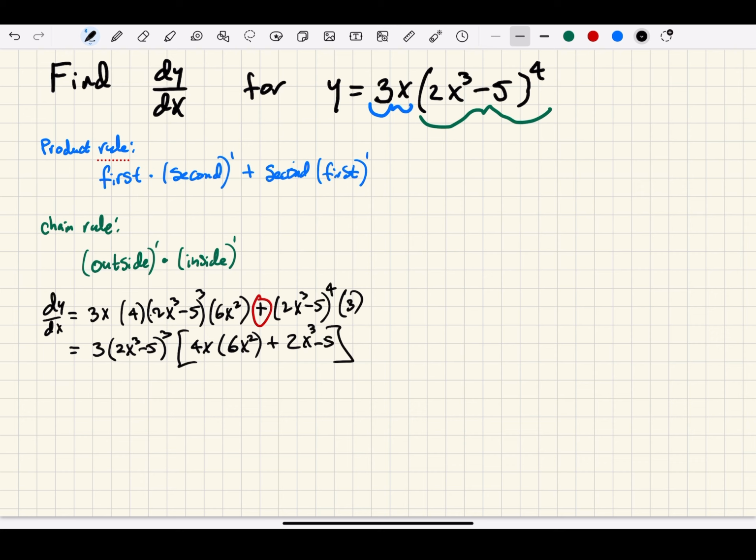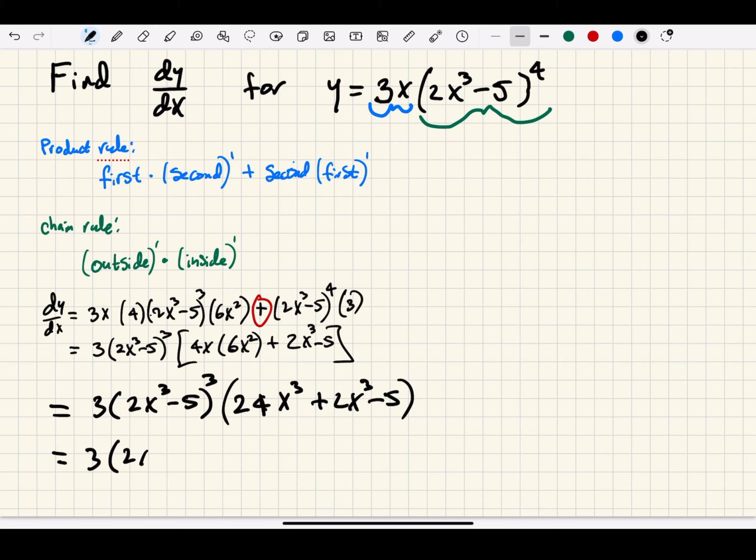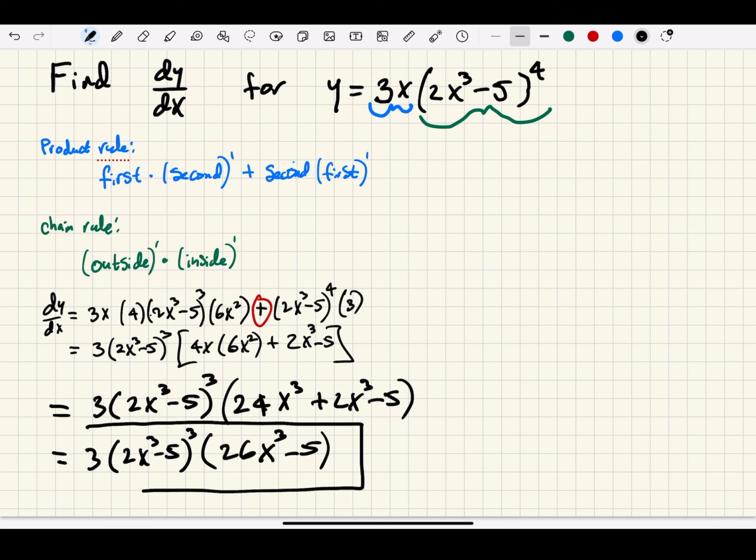We could simplify this a bit more. 3 times (2x cubed minus 5) cubed. And then we could multiply out 24x cubed plus 2x cubed minus 5. And we would have 3 times (2x cubed minus 5) cubed times, combining like terms, (26x cubed minus 5). And this would be the simplified form of our derivative.